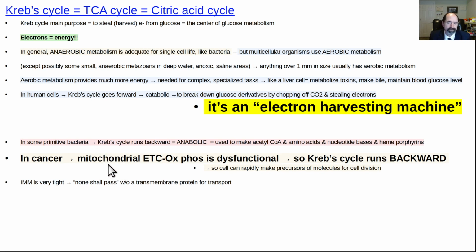Okay, so this is a key point, that Krebs cycle will run backwards with cancer. We're not going to get too much into reverse Krebs cycle today, but that's a good thing to know, that cancer is a reversion to a primitive phase of a cell, so it becomes like an anaerobic bacteria. That is very useful to know. That's essential to know for having a good sense of cancer.